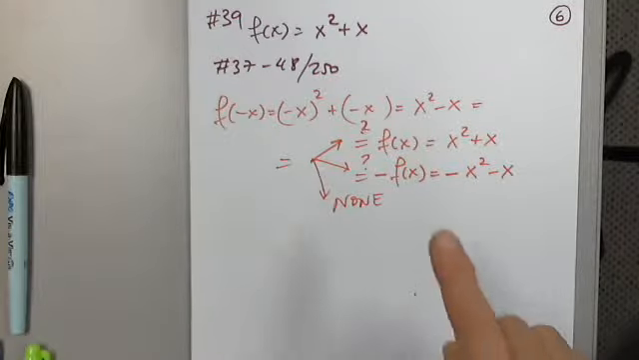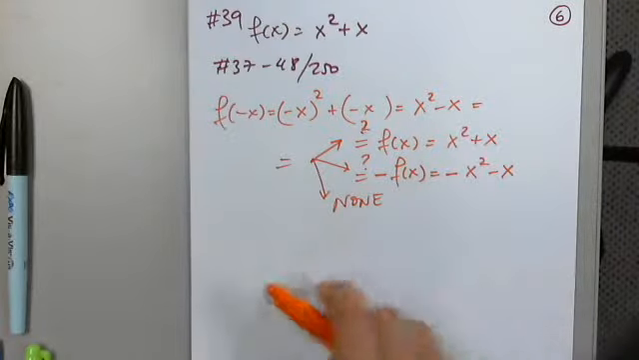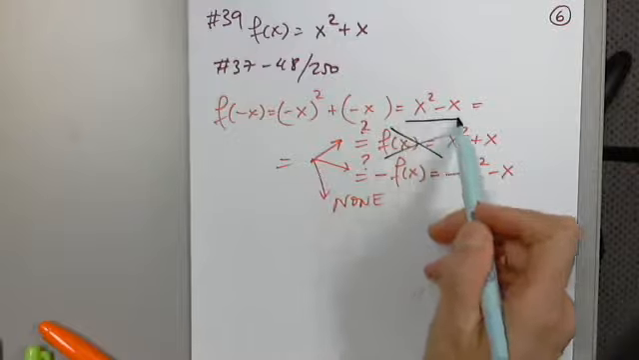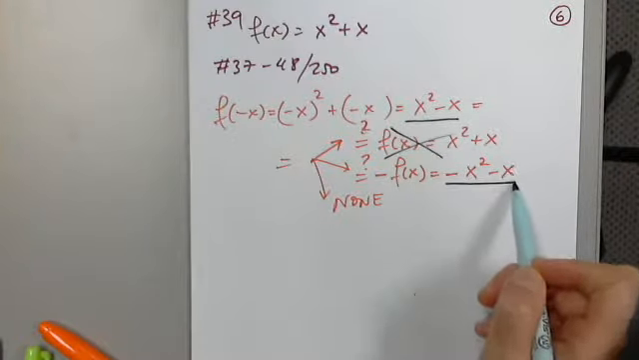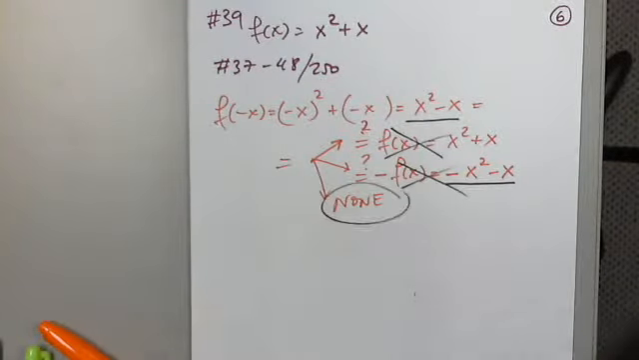So, does this equal the original function? No, so this is crossed out. Does this equal the opposite of the function? No. What do we conclude? The function is not symmetric. When we get the chance to graph this function, we will not get any help from the symmetry. This function happens to be not symmetric. Not even, not odd. Good.